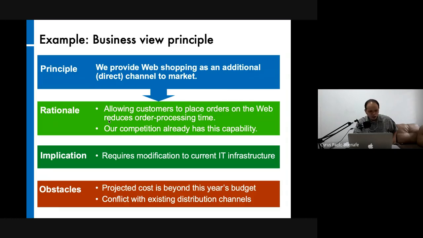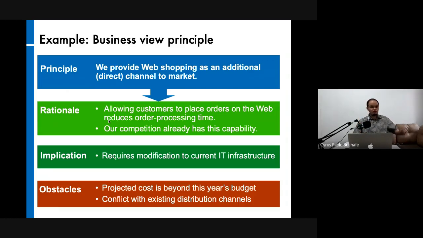What's the rationale? Allowing customers to place orders on the web reduces order processing time. Of course, this is in reference to manual or paper-based processing. Another potential rationale in this example is that our competition already has this capability. Now, implication. In order for the principle to be true, what should happen? The implication here is that this requires modification of the current IT infrastructure.